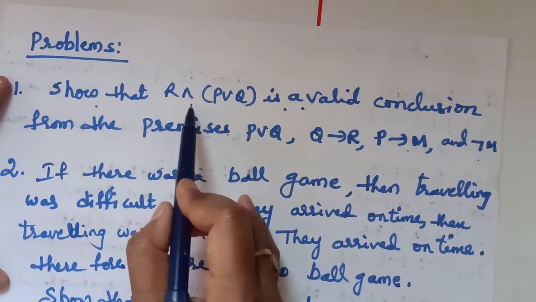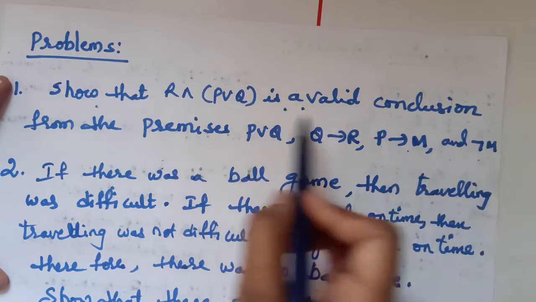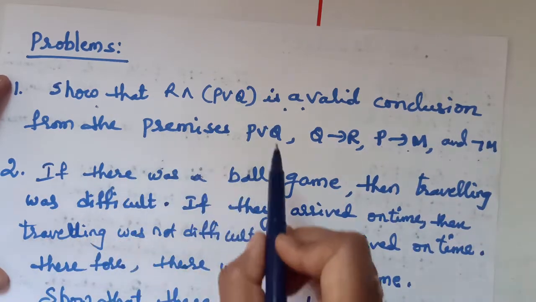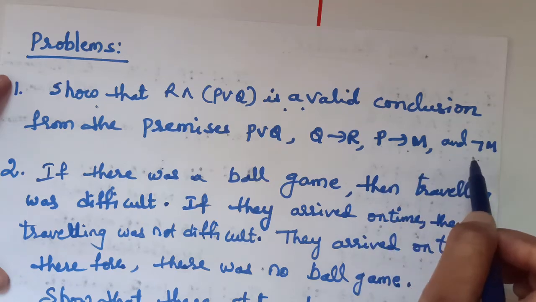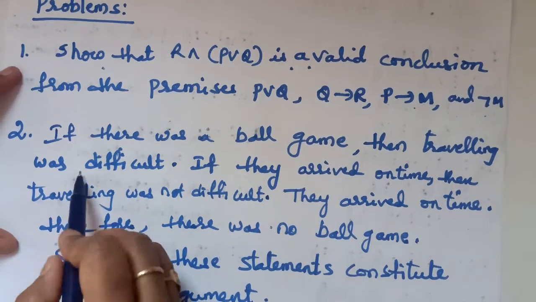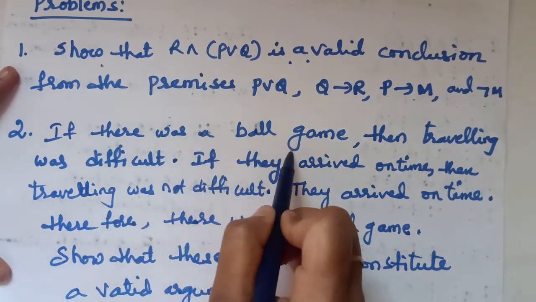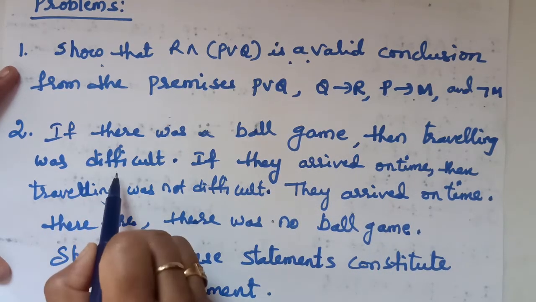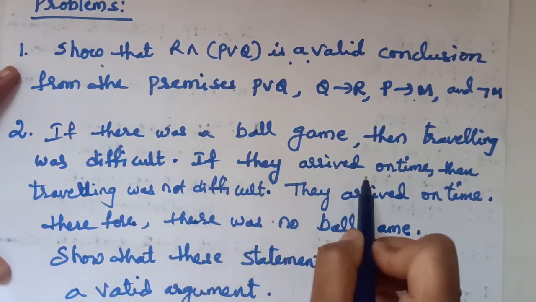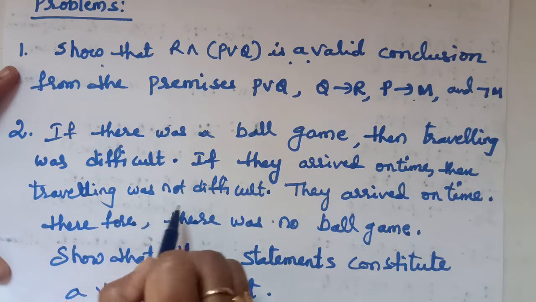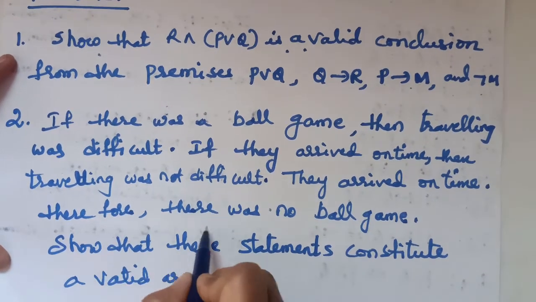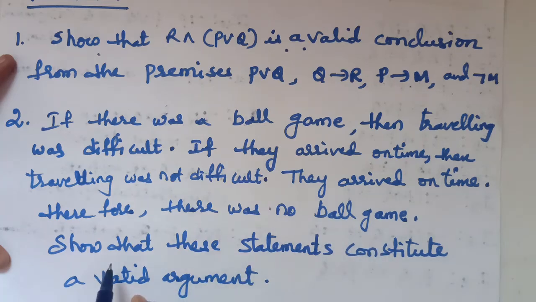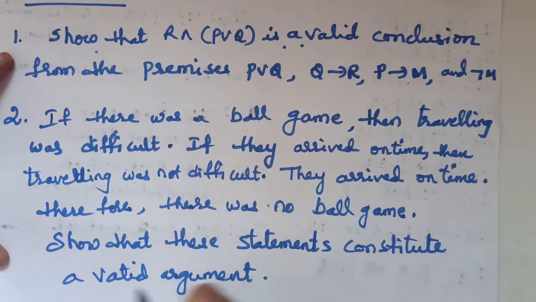Show that R and P or Q is a valid conclusion from the premises P or Q, Q conditional R, P conditional M and negation M. Second problem: if there was a ball game, then traveling was difficult. If they arrived on time, then traveling was not difficult. They arrived on time, therefore there was no ball game.